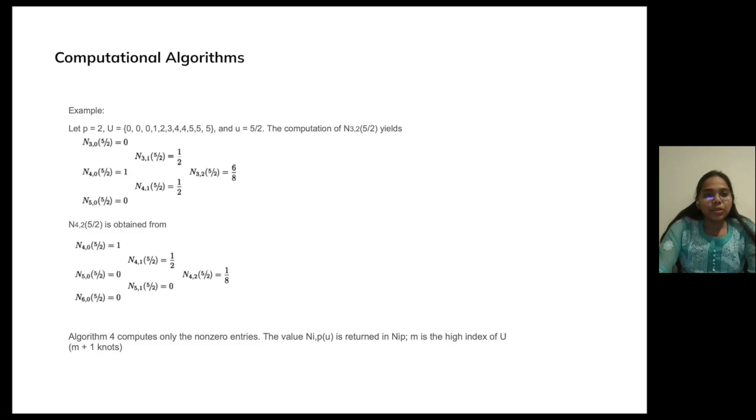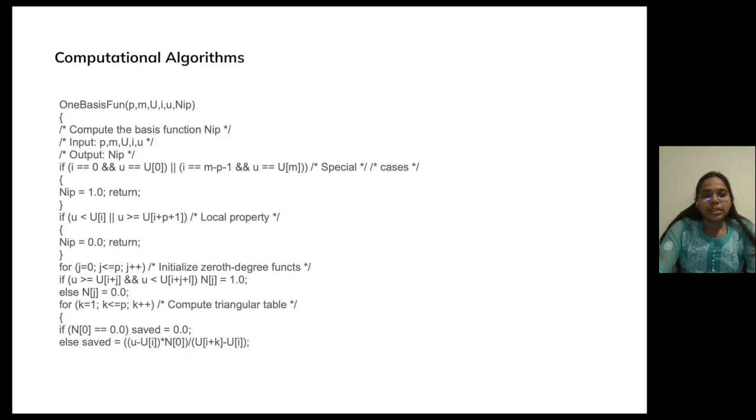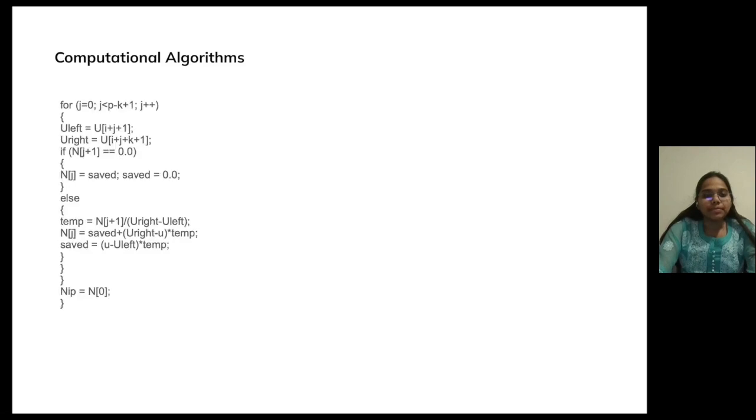Here is an example for polynomial degree 2. This shows the computation of N_3,2 and N_4,2 as obtained below. The algorithm will compute only the non-zero entries, and the value N_i,p is returned in Nip. m is the high index of U with m plus 1 knots. This is the representation of one basis function. This will compute the basis function Nip, and as seen, the output will be Nip. The zeroth element of the N array will be represented as Nip.